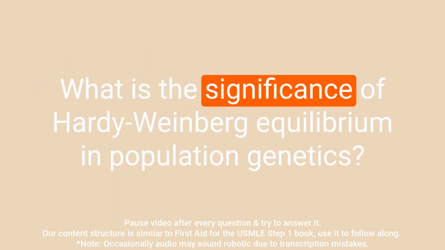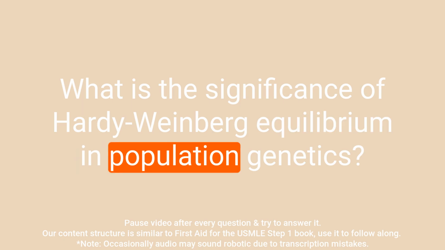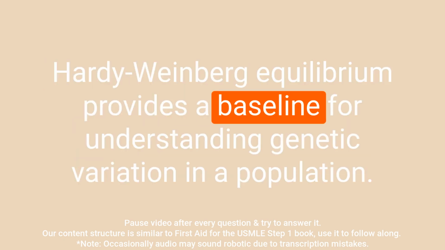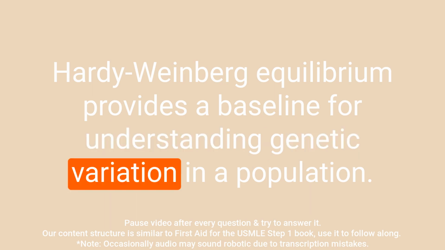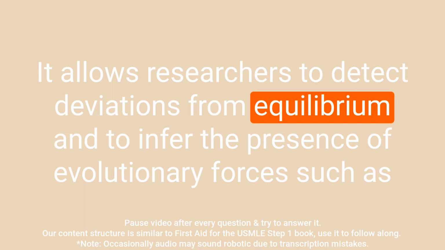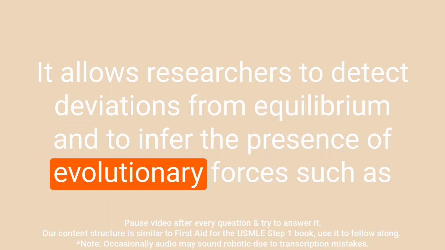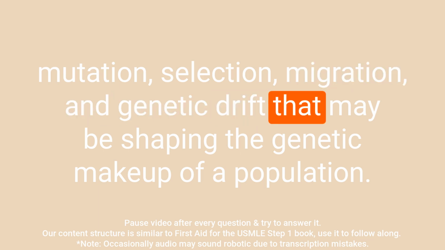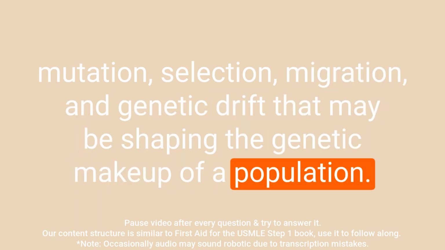Question: what is the significance of Hardy-Weinberg equilibrium in population genetics? Answer: Hardy-Weinberg equilibrium provides a baseline for understanding genetic variation in a population. It allows researchers to detect deviations from equilibrium and to infer the presence of evolutionary forces such as mutation, selection, migration, and genetic drift that may be shaping the genetic makeup of a population.